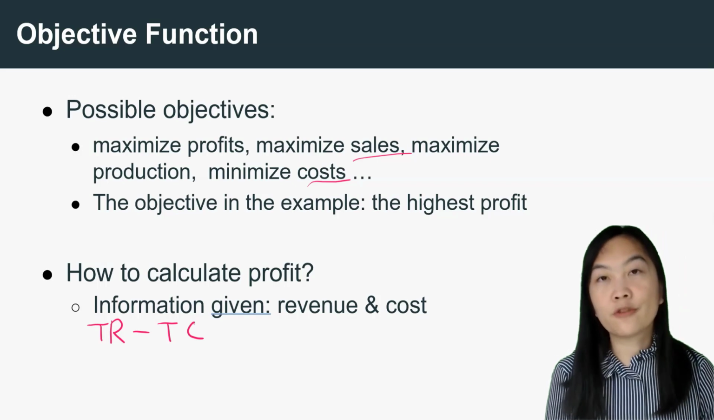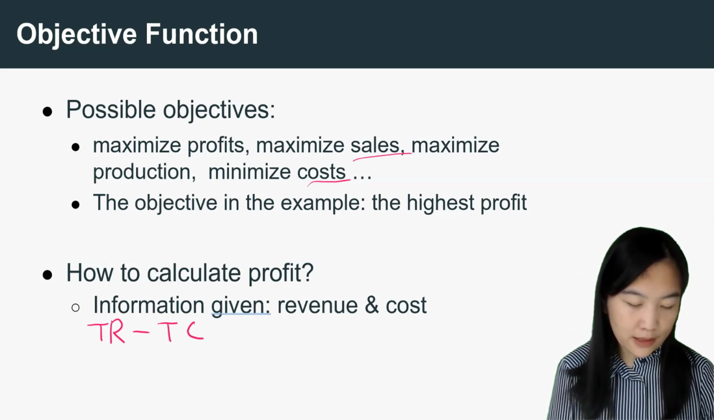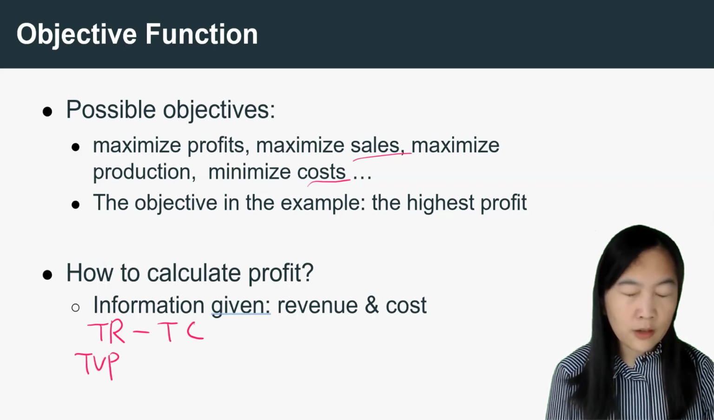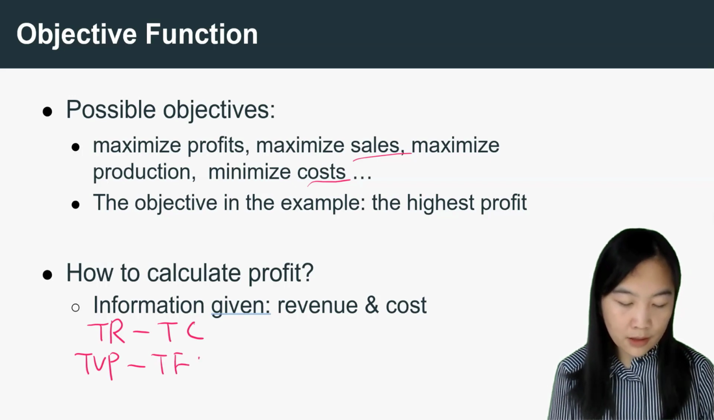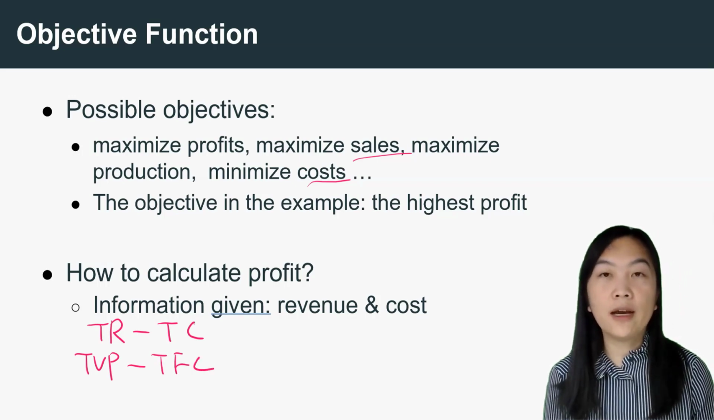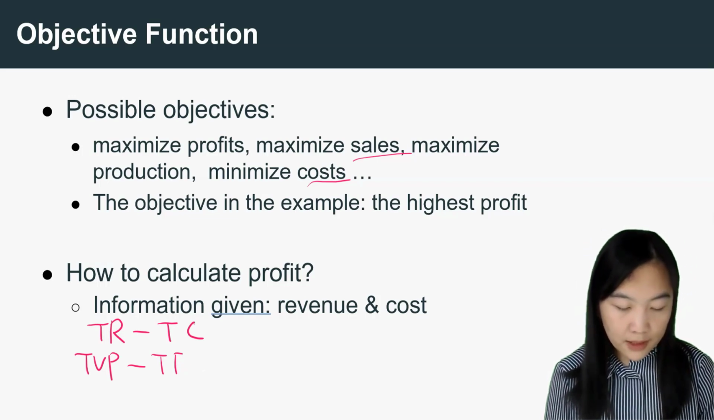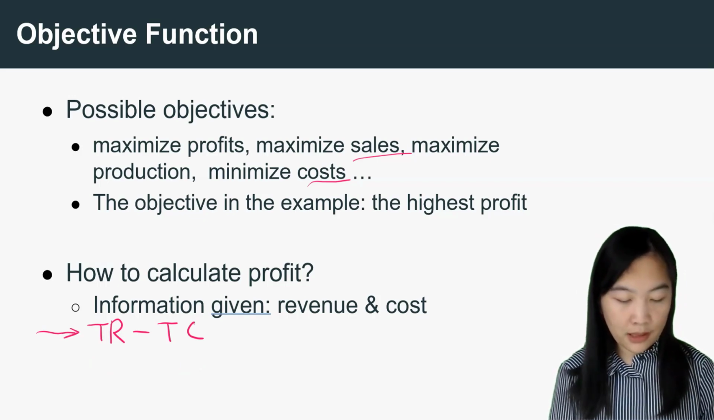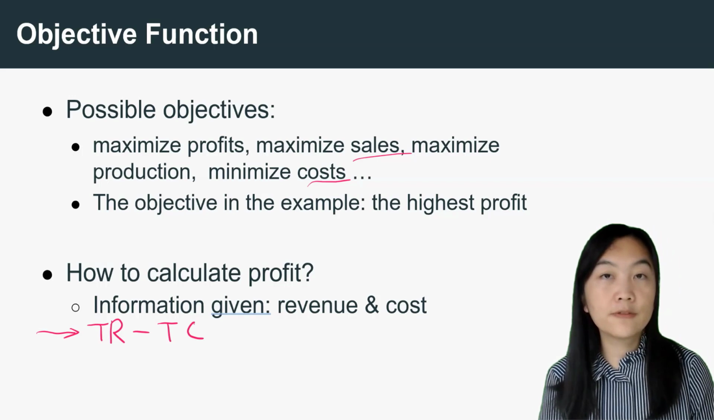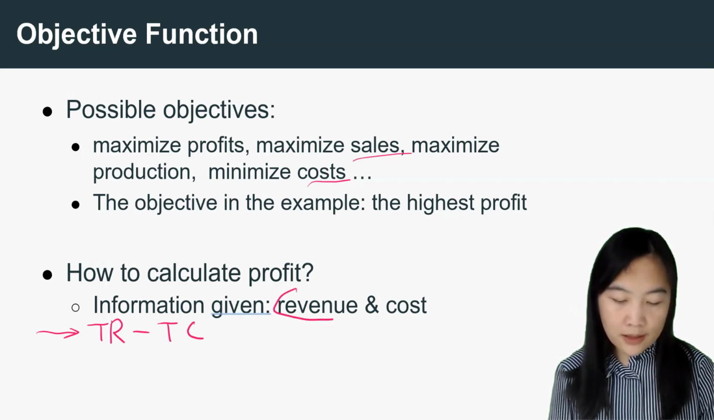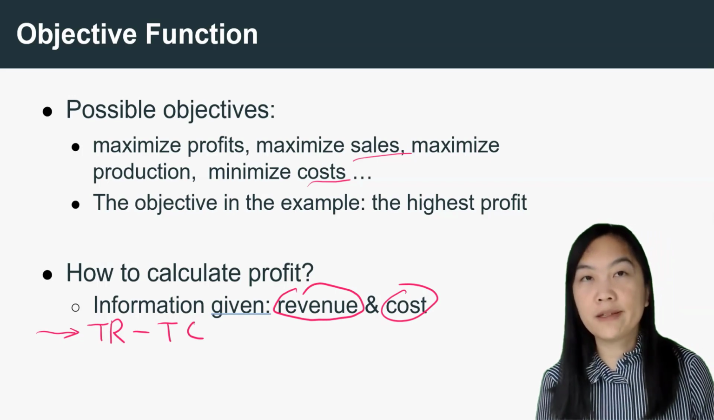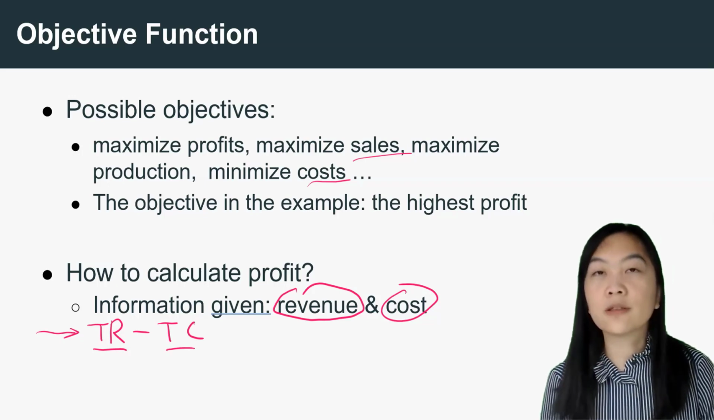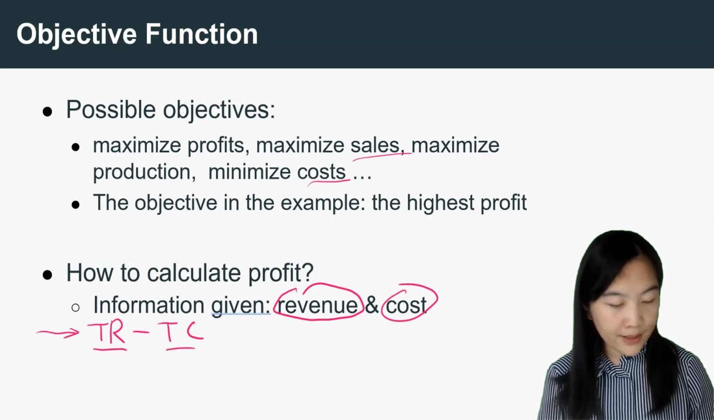We can also formulate profit from the input perspective, which is the total value of the product minus the total factor cost. So that's the formulation of profit from the input perspective. In this example, we're actually going to use the output perspective definition of profit. It's because there's both revenue and cost information given in the verbal problem. So we need to identify which are the total revenues and which are the costs in this example.